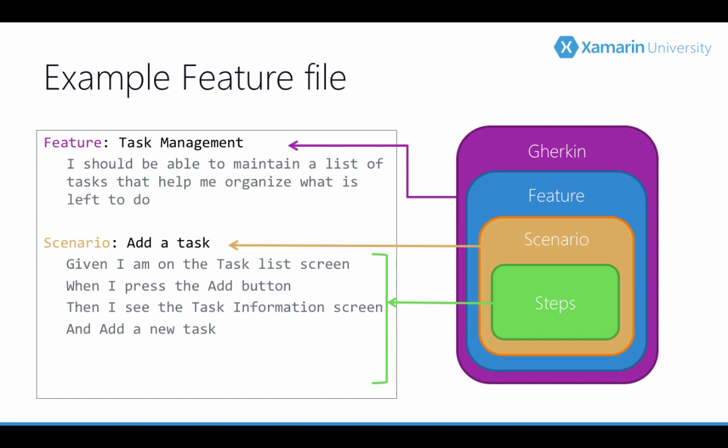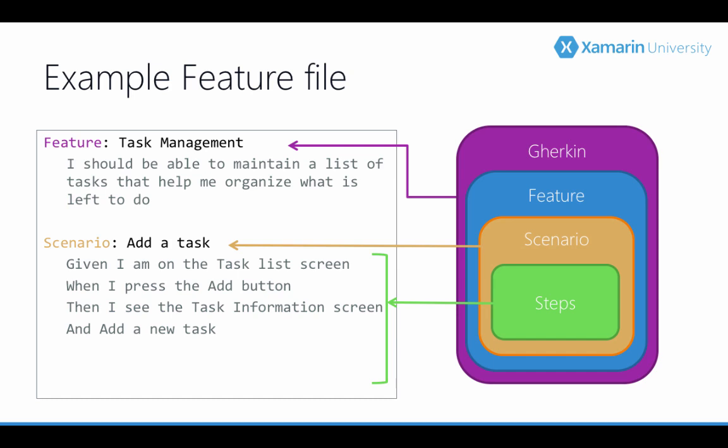So each feature file will have a feature name, and in this case we'll have it set to task management, and underneath that we'll have an optional description for the feature. The description outlines what the feature is describing, and it can be any text except one of the keywords such as given, when, then, and, but, or background. And in case you're wondering, Gherkin uses white space and indenting to define structure. Now it doesn't matter if it's spaces or tabs as long as the spacing matches.